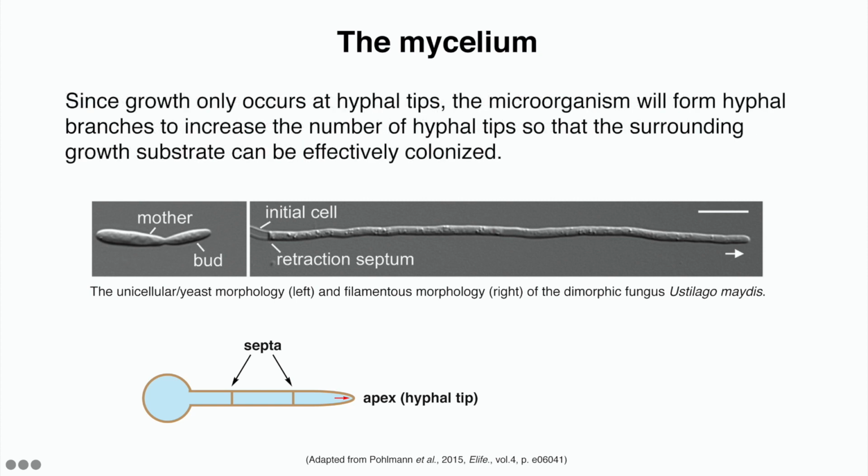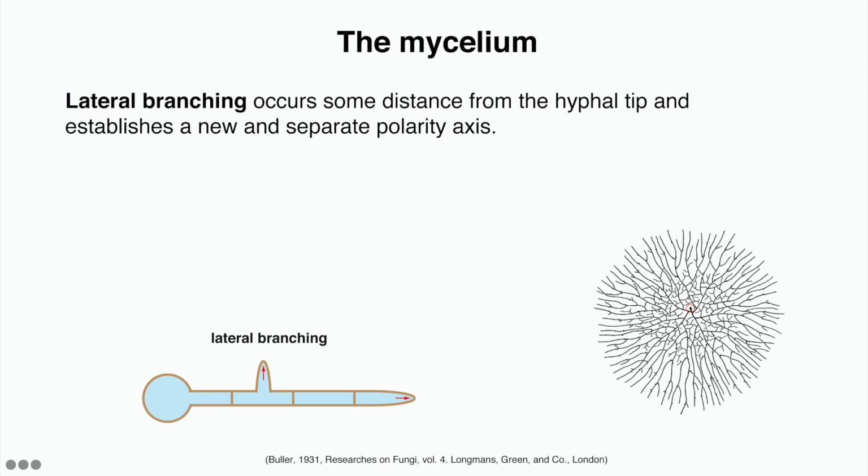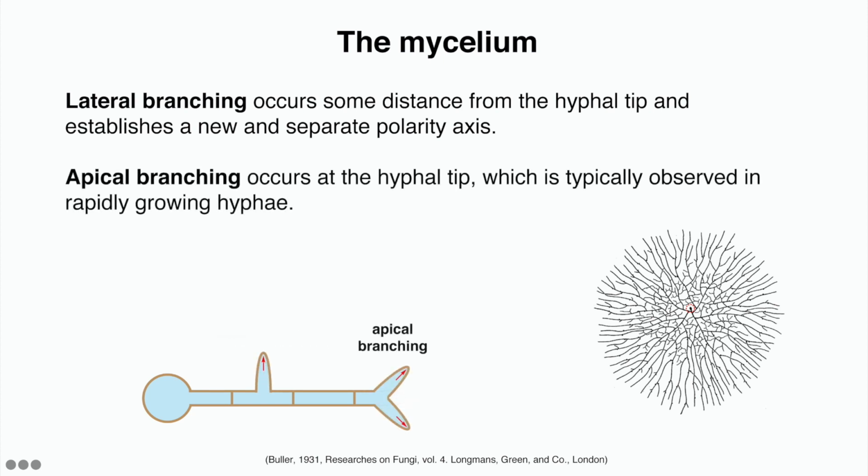Since growth only occurs at hyphal tips, the microorganism will form hyphal branches to increase the number of hyphal tips so that the surrounding growth substrate can be effectively colonized. Lateral branching occurs some distance from the hyphal tip and establishes a new and separate polarity axis. Apical branching occurs at the hyphal tip, which is typically observed in rapidly growing hyphae.